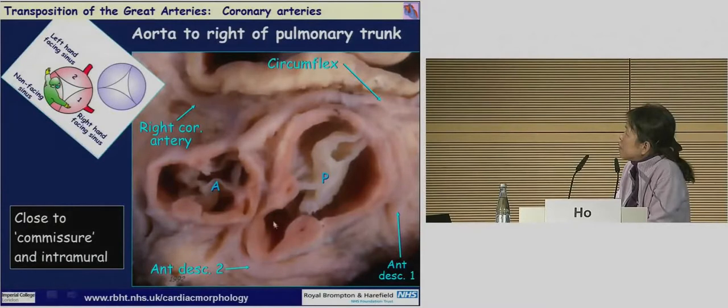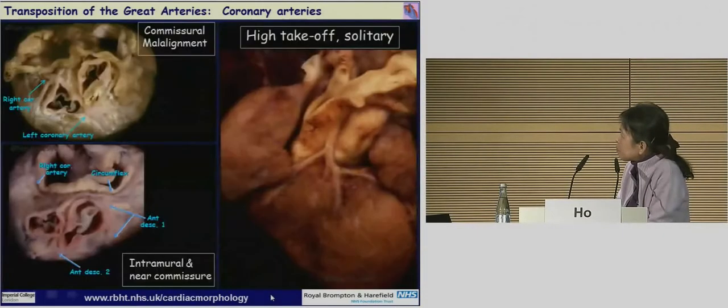An example here showing an intramural course of that origin of the left coronary artery close to a commissure, already disproportion between aortic and pulmonary valves, and also we have an accessory anterior descending coronary artery. In this example, a high takeoff, very high. The high takeoffs tend to be associated with an intramural course in the proximal portion as well.